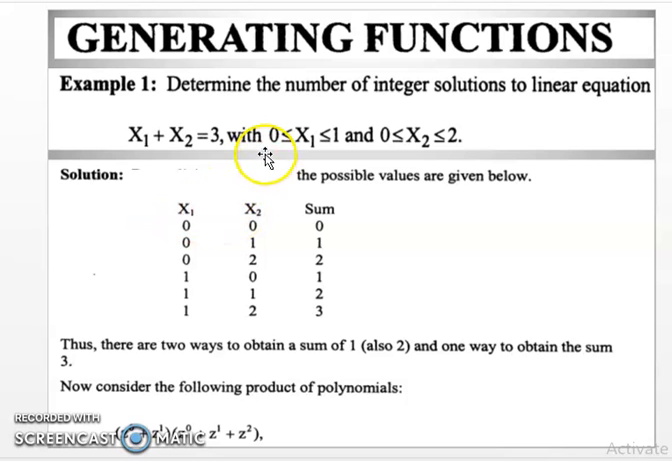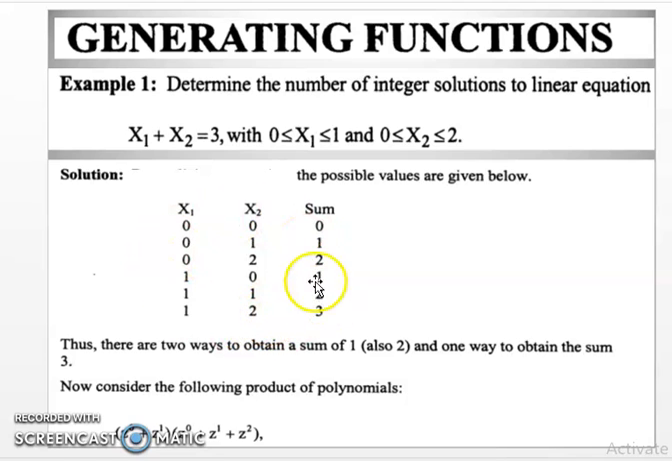The x1 values are from 0 to 1, that is, x1 may be 0 or 1, and the x2 value is from 0 to 2, that is 0, 1 and 2. So we write down the x1 values and x2 values, and then using this linear equation we just add these two terms x1 and x2, that is 0 plus 0 is 0, 0 plus 1 is 1, and similarly we add all these terms and get the sum of these two values.